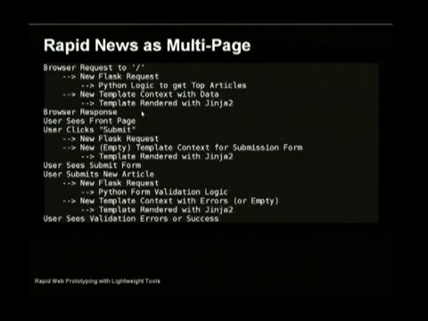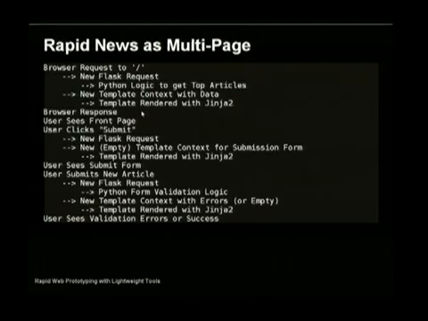So this is a flow of how the Rapid News app actually works, going through all of the use cases we described. When a browser requests slash, that gets handled by Flask, and then Python logic gets called to get the top articles. Then when we call render template, we create a new template context. That calls into Jinja. Jinja gets the data, and it renders an HTML response. Then when you get a response, the user sees the front page.